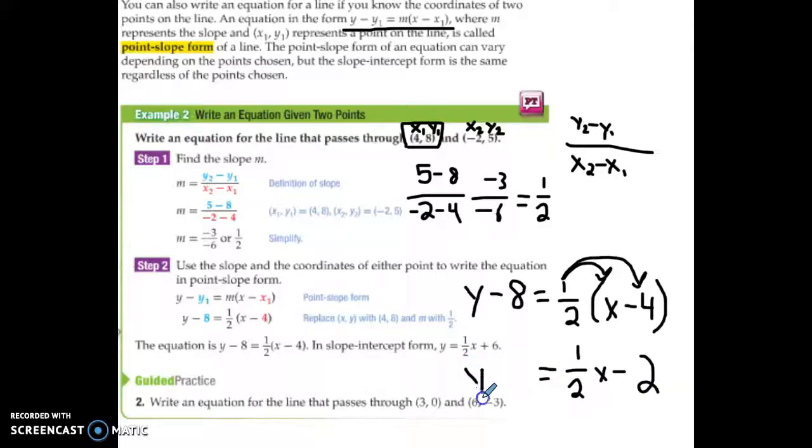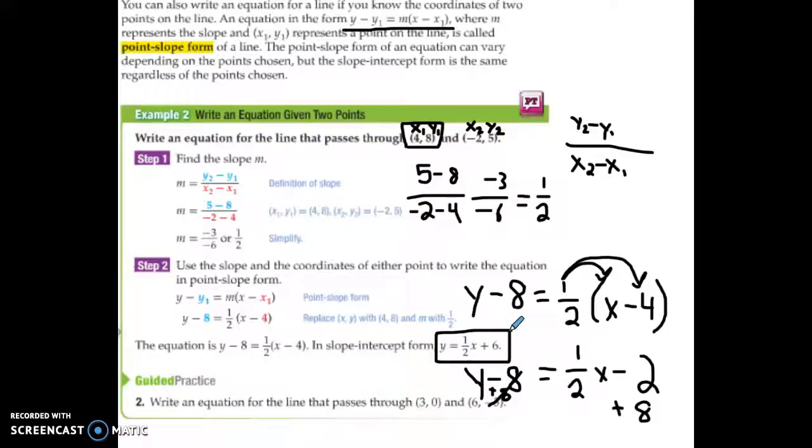And now my final step is to get y by itself. So what would I do to both sides to get y by itself? I would add 8. So plus 8 on this side, so that's gone. I'm going to add 8 on this side. Negative 2 plus 8 is 6. So there's my final answer in slope-intercept form.